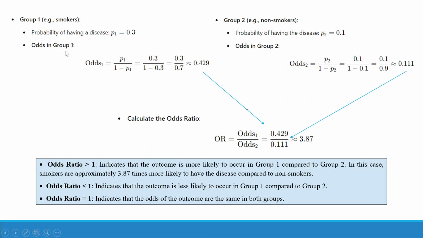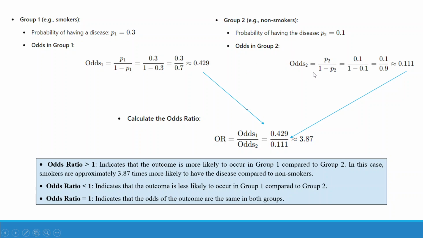Now let's understand this. Group 1, smokers. Probability of having the disease for the group of smokers is 0.3. Group 2, non-smokers. Probability of having the disease is 0.1. Now let's calculate the odds. Odds 1 is equal to P1 upon 1 minus P1, 0.3 upon 1 minus 0.3. So 0.3 divided by 0.7, it is equivalent to 0.429.